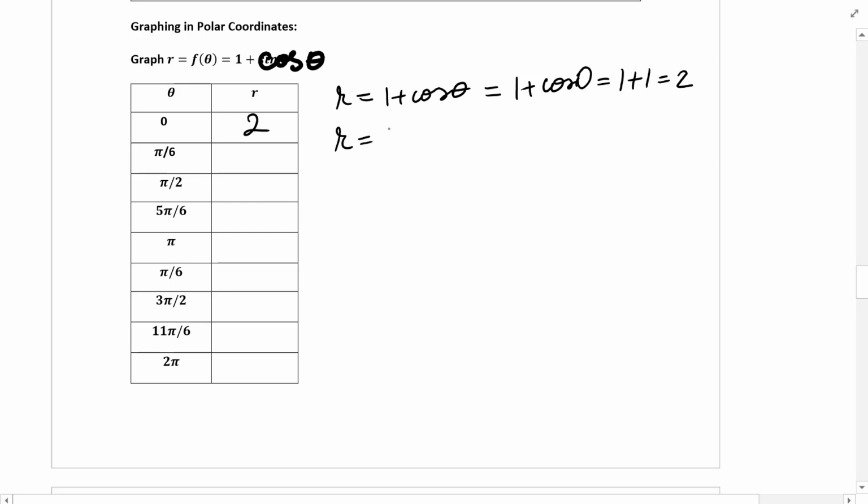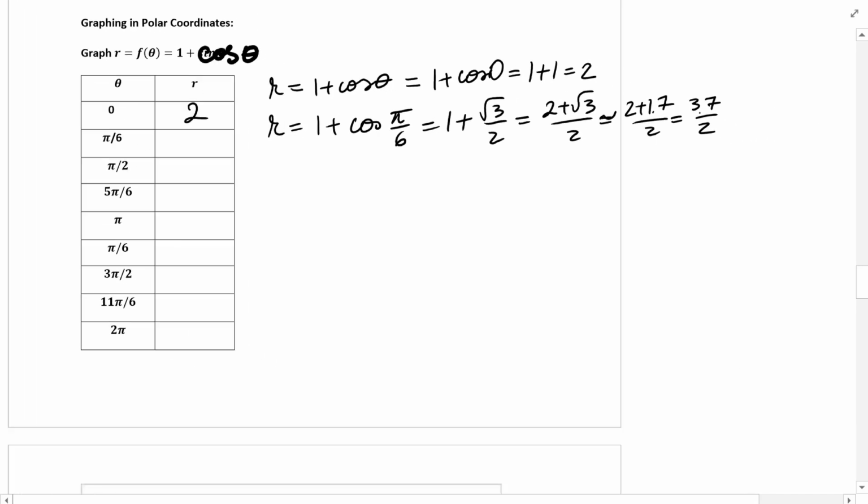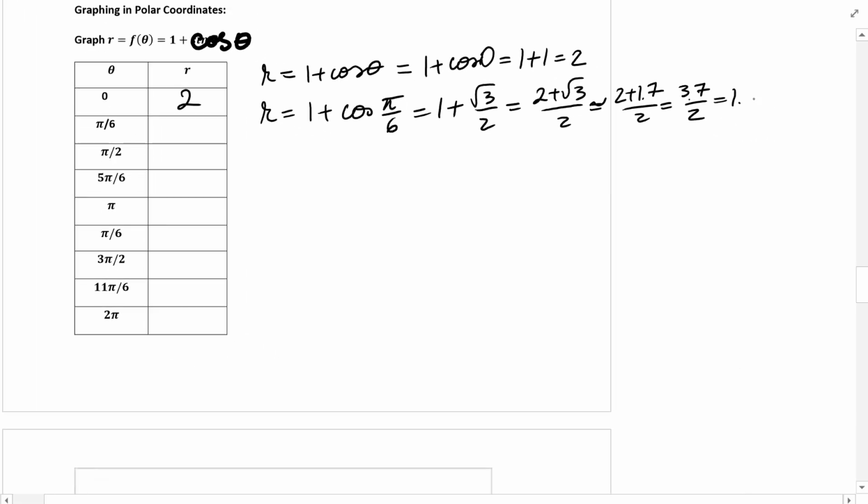For pi over 6, it's 1 plus cosine pi over 6. And so it's 1 plus cosine of 30 degrees, which is square root of 3 over 2. So it's 2 plus square root of 3 over 2, which we can approximate to 2 plus 1.7 over 2, which is 3.7 over 2, which is 1.85. So 1.85. The next one, r equals 1 plus cosine of pi over 2, which is 1 plus 0, 1.